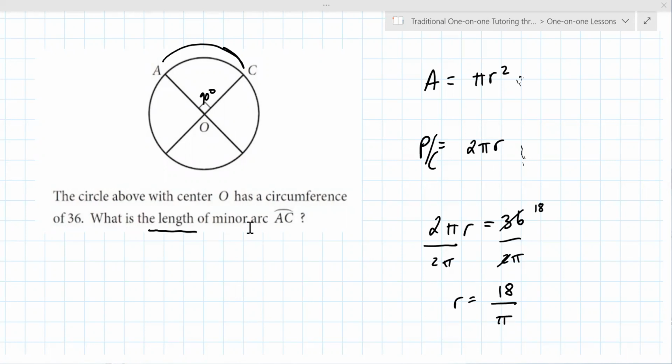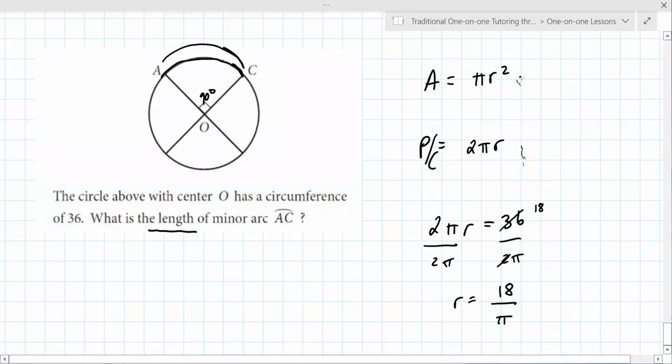Okay. Now what's interesting is we want the length of this arc. If you were to walk from A to C, how long is that walk? We know that it's 90 degrees. Do you know how many degrees are in the circle if you go all the way around? 360 degrees. So 90 degrees out of 360 is what fraction? 1/4. So what we really want is 1/4 of the circumference.